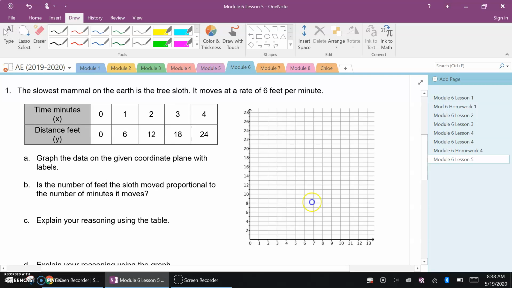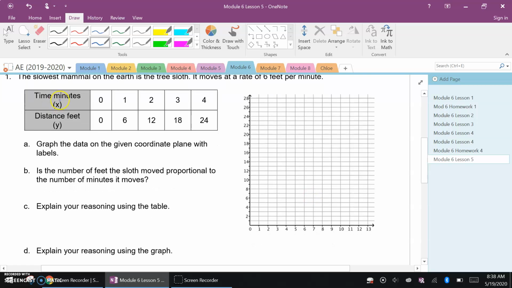And then it tells us that the time is in minutes, and then notice that here it says X. So that means we're going to put the X down here and the time down on the bottom. And then it tells us the distance is Y, and that's in feet. And we're going to title this Tree Sloth.